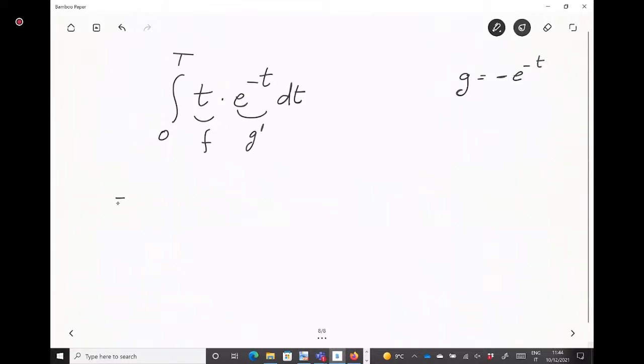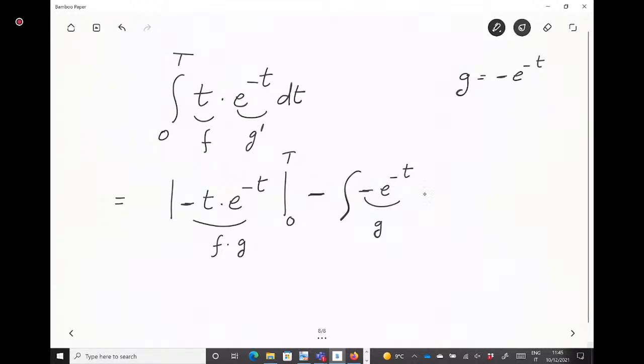So remember that this integral is equal to f times g, so minus t exponential of minus t, and then this must be evaluated already between 0 and capital T, okay, minus the integral of g times f prime, which is t.